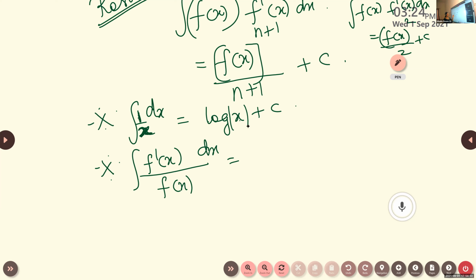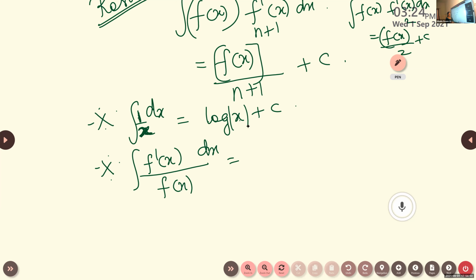Here, the integral of 1 by x dx. How to recall the formula? The derivative of the denominator is in the numerator. Whenever the derivative of the denominator is in the numerator, what can we write? Log of the denominator plus c.